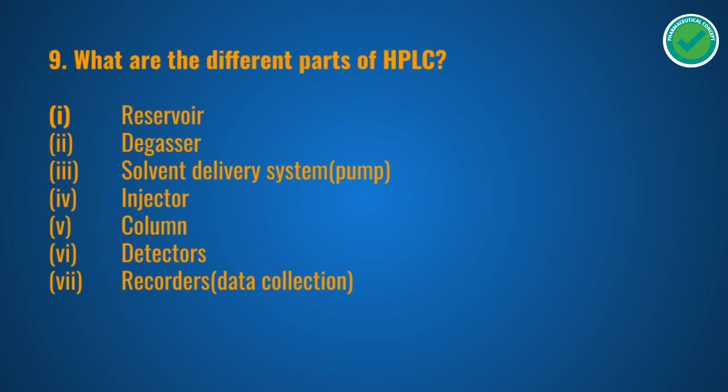What are the different parts of HPLC? Reservoir, degasser, solvent delivery system, pump, injector, column, detectors, and recorders for data collection.